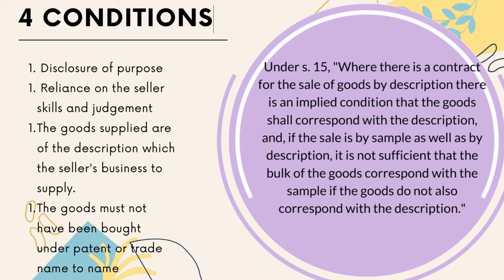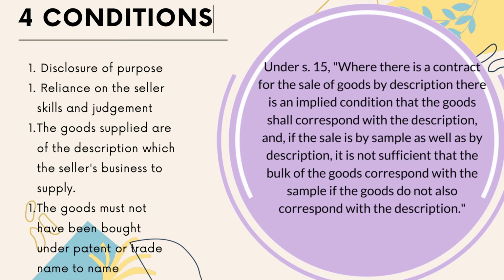Number 2 is reliance on the seller's skill and judgment. The buyer must also establish that he had relied on the seller's skill and judgment before purchasing the goods. In other words, the buyer must have relied on the seller's recommendation as to which goods to buy. The degree of reliance is a matter of reasonable inference from the circumstances of each case. Number 3 is that the goods supplied are of a description which it is in the seller's business to supply. The goods bought by the buyer must be of a kind which is in the course of the seller's business to supply.